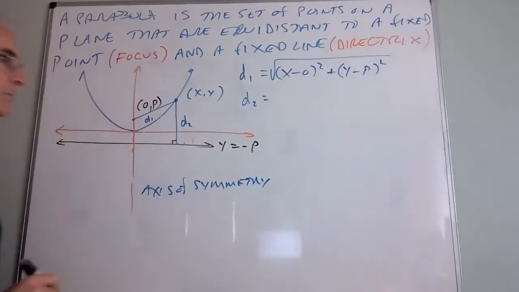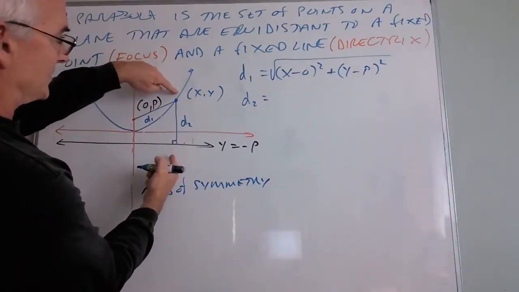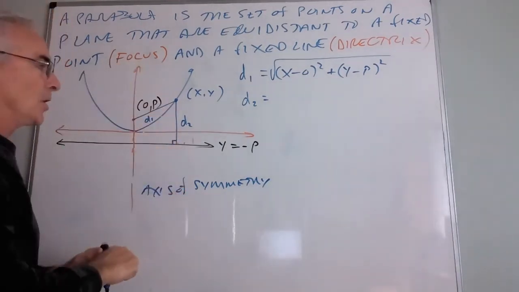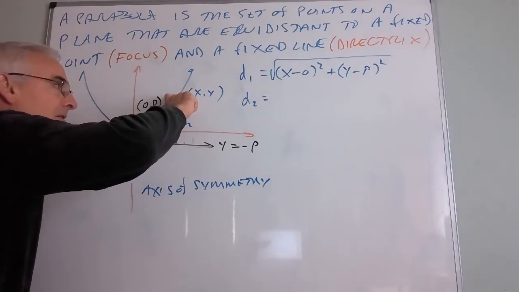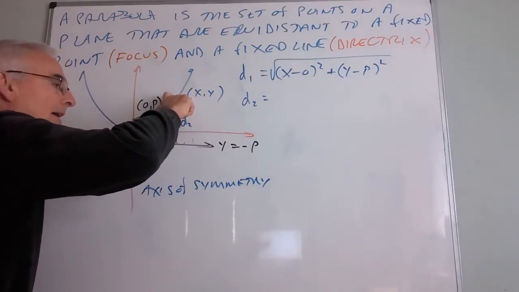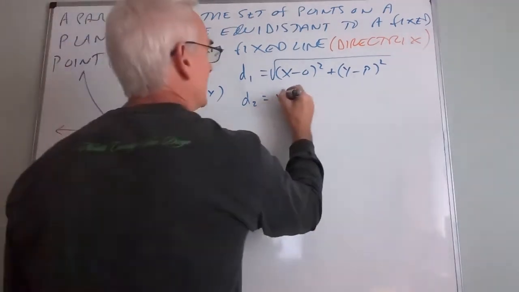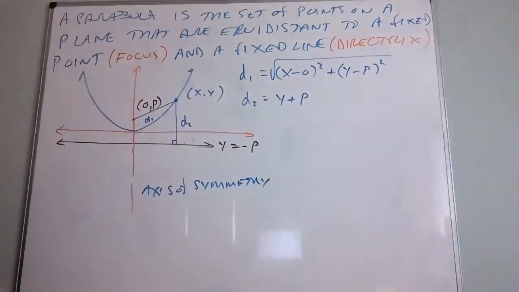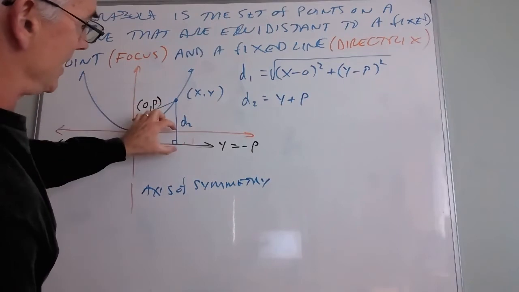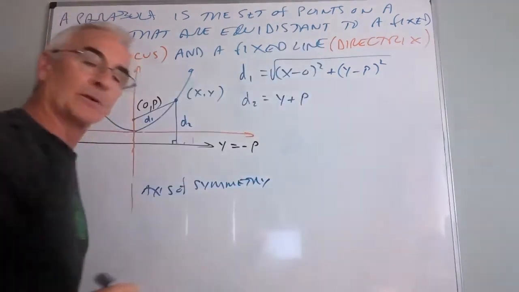Now D2 is a little bit easier because this is vertical. I'm going from x comma y to this line. The distance from x comma y to the x-axis is exactly y. And now I'm going another p units. So this is simply y plus p. I don't have to be clever. Again, this is vertical, so that distance is y, and there's another p units right there. I want to set these two equal to each other.